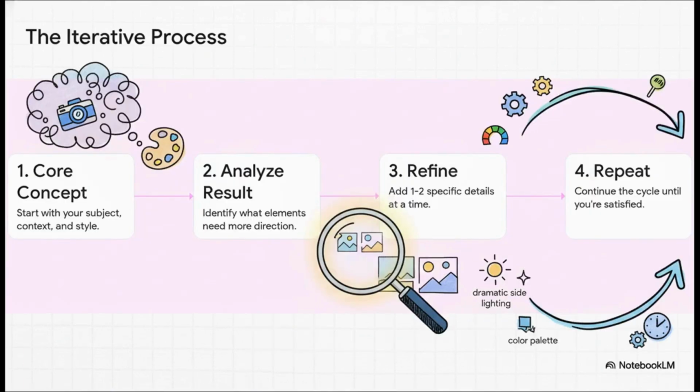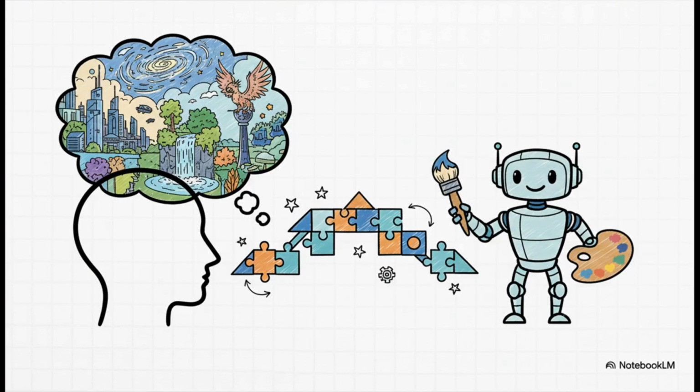Here's a simple, repeatable process you can start using right now. Start with your core concept, your subject, context, and style. Then, really look at what the AI gives you back. Analyze it. Then, just add one or two small, specific refinements to steer it closer to what you want. Maybe you add dramatic side lighting, or you change the color palette. Just repeat that little process, and you will be amazed at how fast you can zero in on that perfect image.